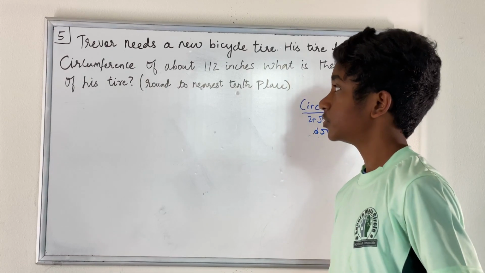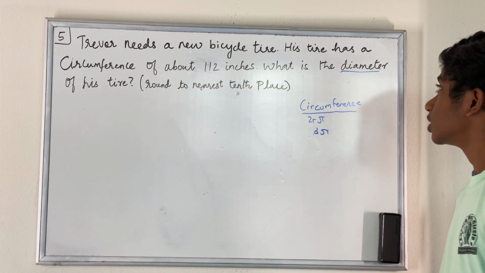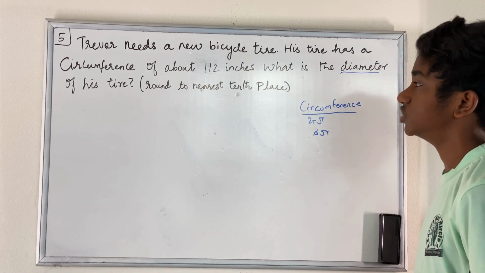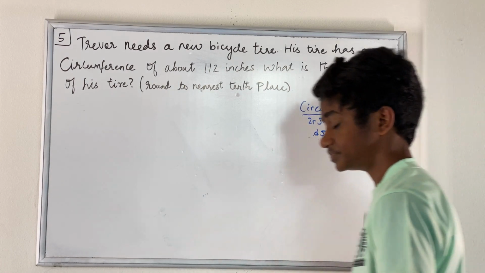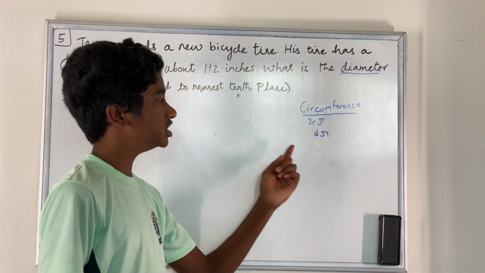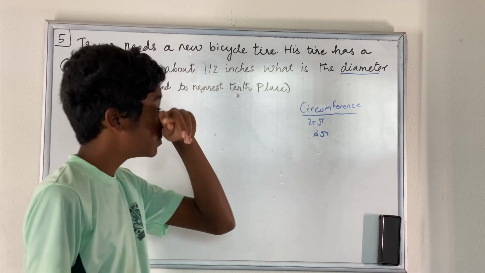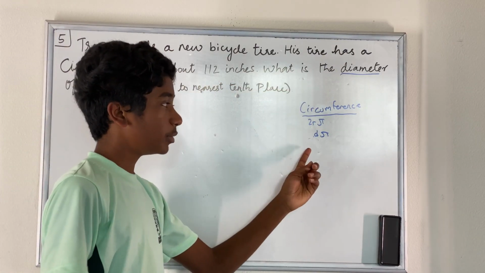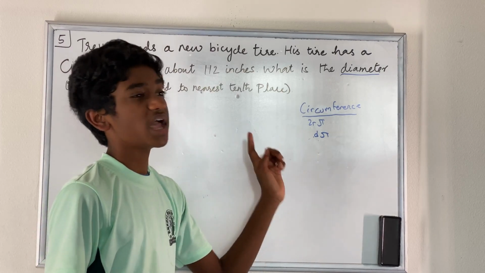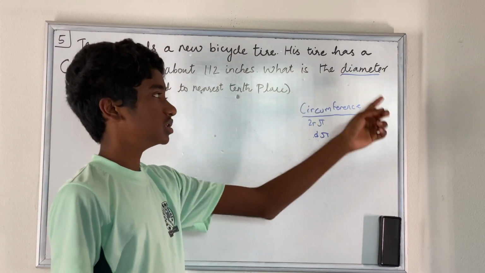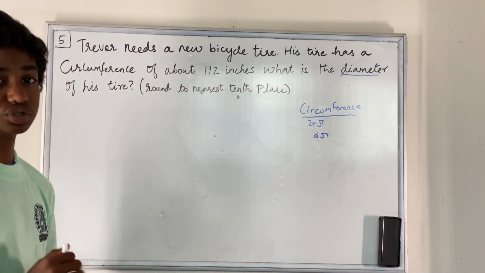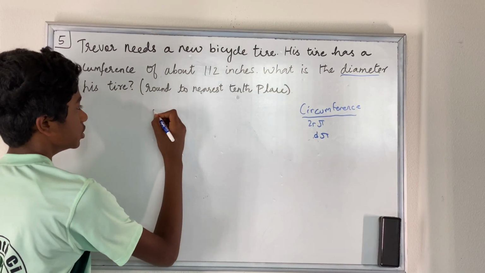Problem number 5. Trevor needs a new bicycle tire. His tire has a circumference of about 112 inches. What is the diameter of his tire? Round to the nearest tenth place. So for this problem, we had to use the circumference formula, d times pi or 2r times pi, to find the diameter. I prefer to use d times pi because it'd be easier to derive the diameter from this formula. So since we know circumference is 112 inches, we can write this equation.